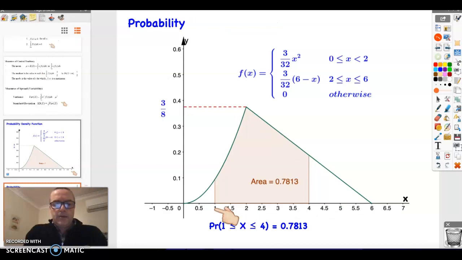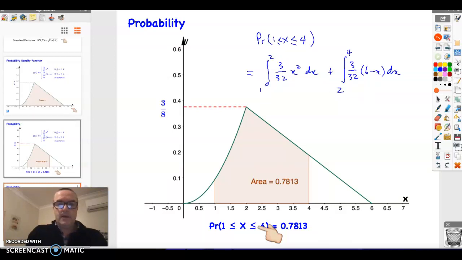You can see here we have narrowed the interval from x equals 1 to x equals 4. That gives us an area of approximately 0.7813. And so that's an indication that the probability that x lies between 1 and 4 will be 0.7813. That particular probability could be calculated without a calculator.